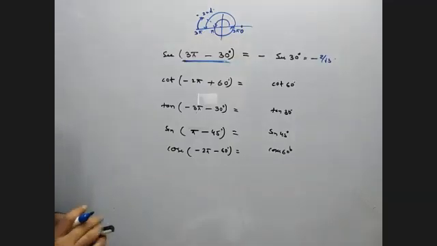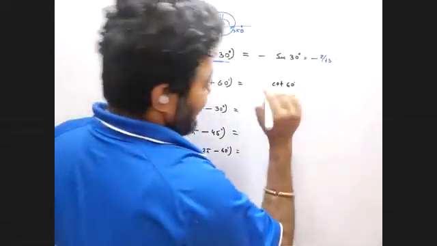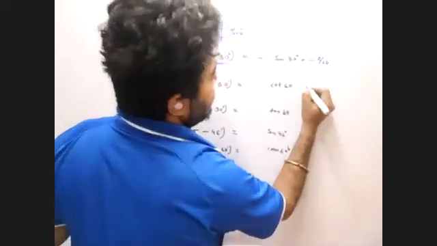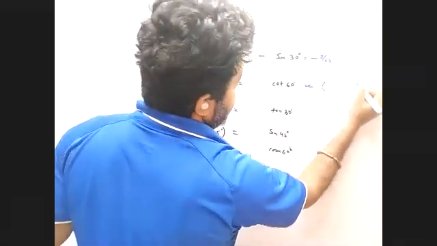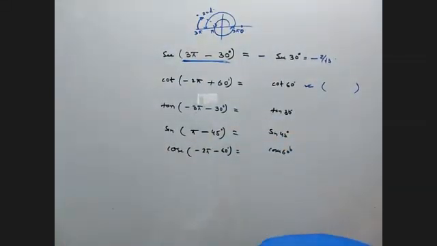So now it's your job, 1, 2, 3, 4. Everyone tell me the quadrant. First, you tell me this one. Which quadrant? I give you 1 minute for that. Tell me which quadrant. First one.